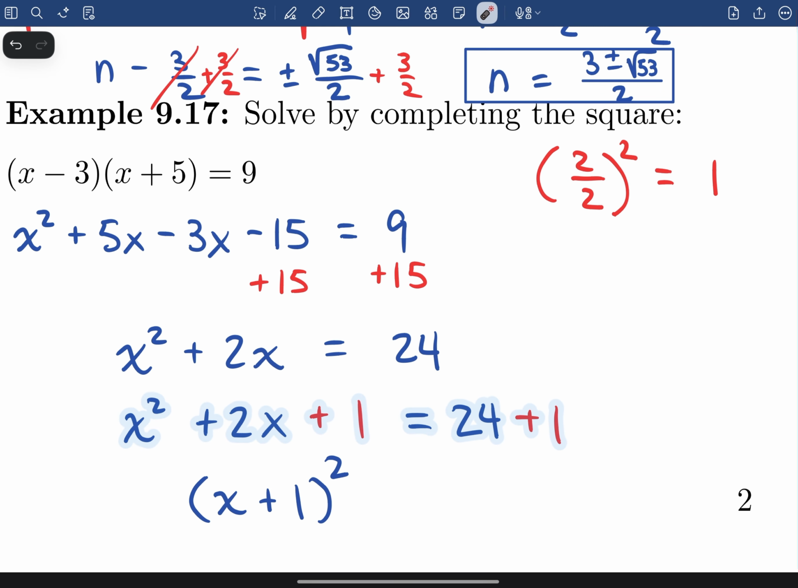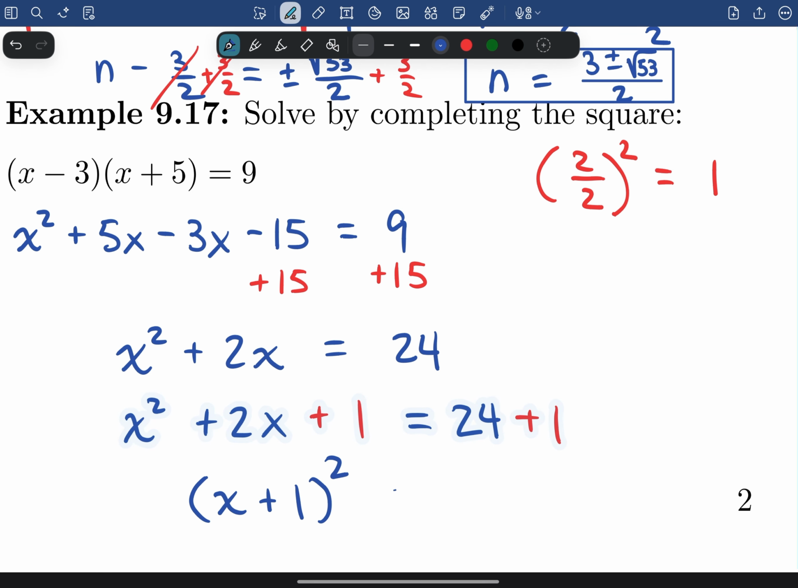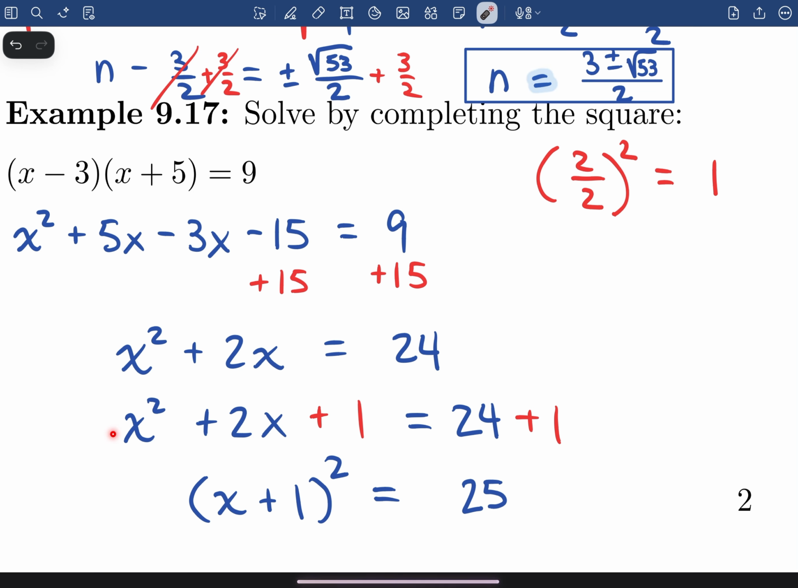And then I look at this b divided by 2. b divided by 2 is 2 divided by 2, which is 1. That's what I put here. Now, I take 24 plus 1 to get 25. And I'm done with my factoring of the perfect square trinomial into a binomial squared.